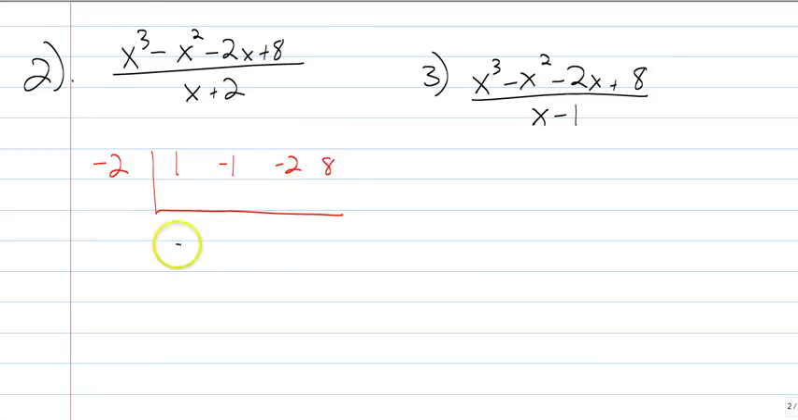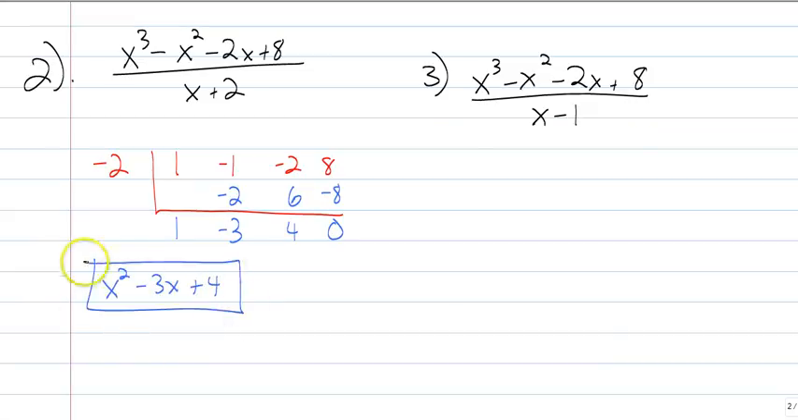And you start by bringing the first number down, and then start multiplying. 1 times negative 2 is negative 2. Add those down. Negative 3. Negative 3 times negative 2 is positive 6. Bring that down. You get a 4. 4 times negative 2 is negative 8. We add those together, we get a remainder of 0. So this actually divides nicely into this polynomial. So my final answer is x squared minus 3x plus 4. Okay?